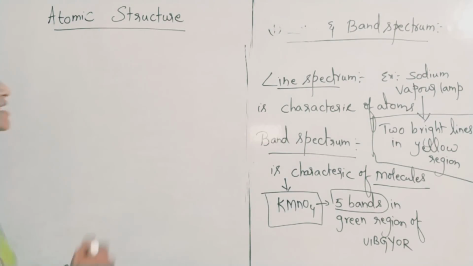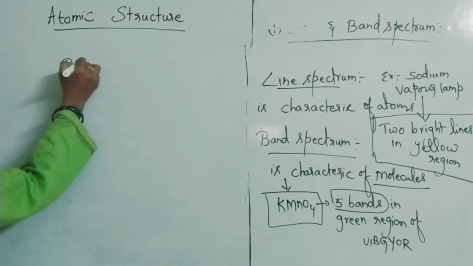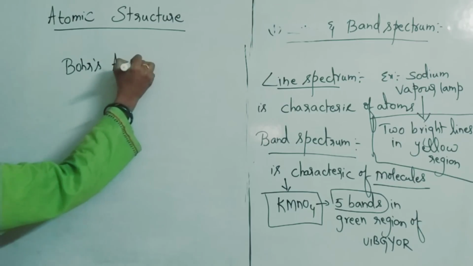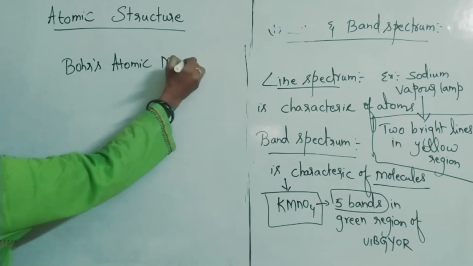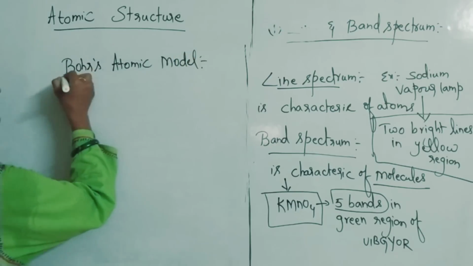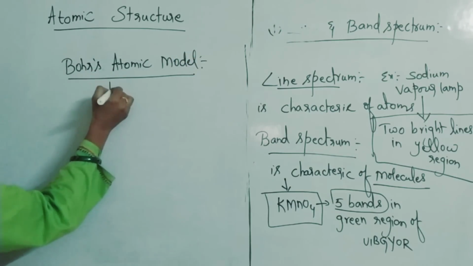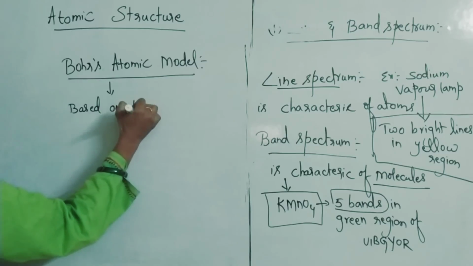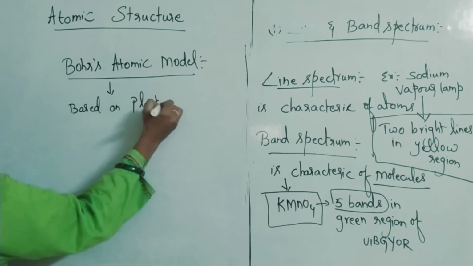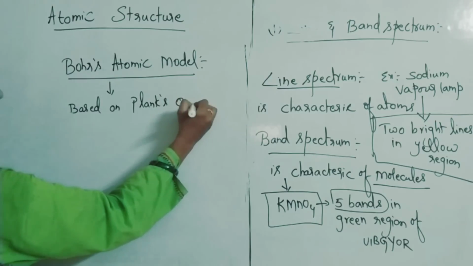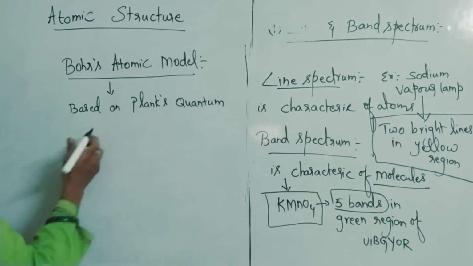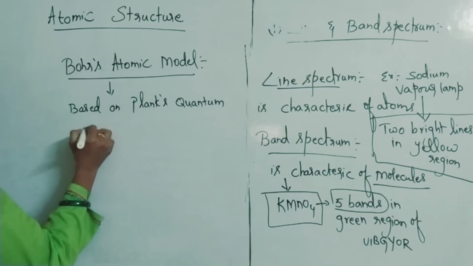So, Bohr's atomic model. What is Bohr's atomic model? Directly I am going into the atomic models. Here Bohr's atomic model is based on Max Planck's quantum theory. Based on Planck's quantum theory. So we have to learn what this quantum theory is first, and then we will go for the postulates of Bohr's atomic model. Planck's quantum theory.